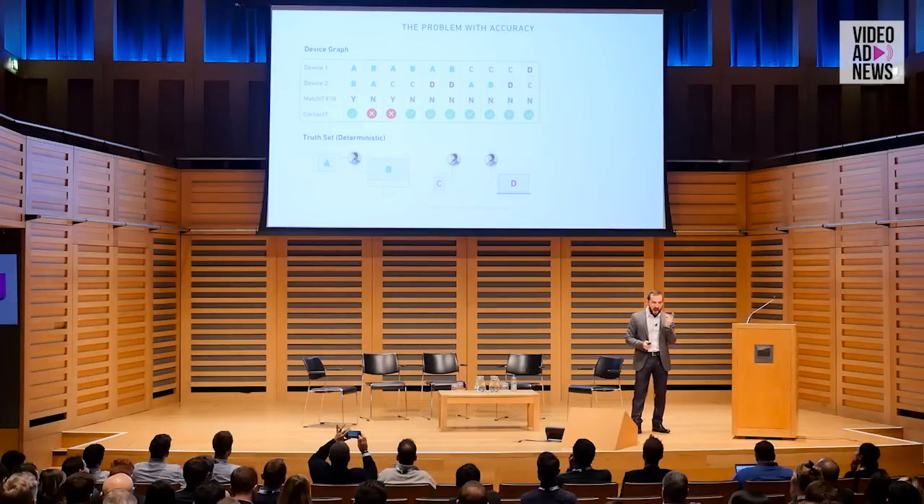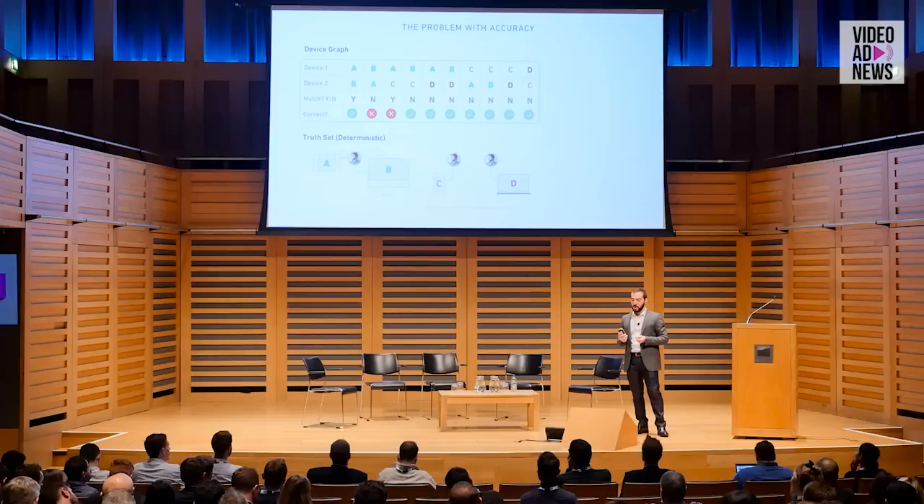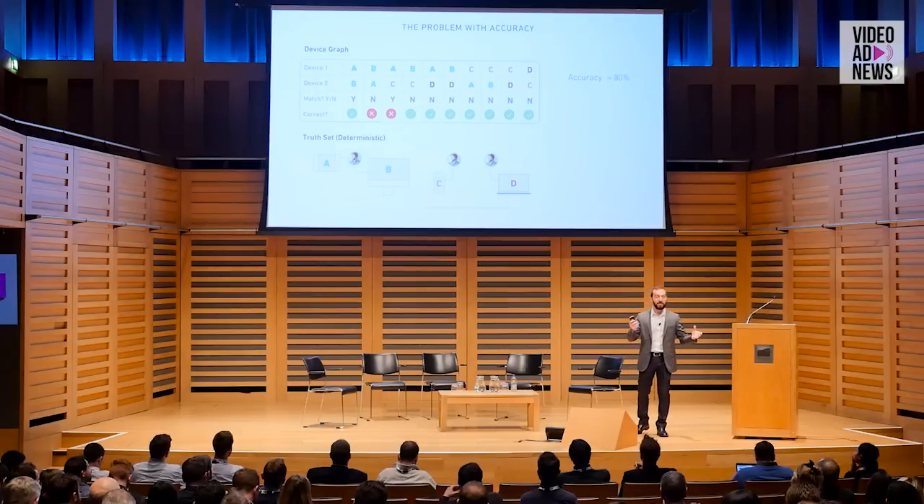So accuracy as a metric has a specific statistical meaning. In statistics, it's defined. You can find the definition on Wikipedia, right? The issue is that accuracy will give you credit for both when you predicted that two devices belong to the same user and when you correctly predicted that they don't. So your accuracy score here is 8 out of 10, 80%. The problem is that accuracy is not the right metric for this purpose because most devices in the world do not belong to the same users.